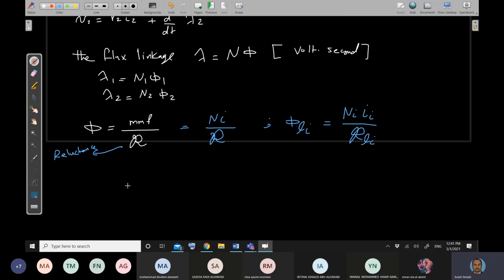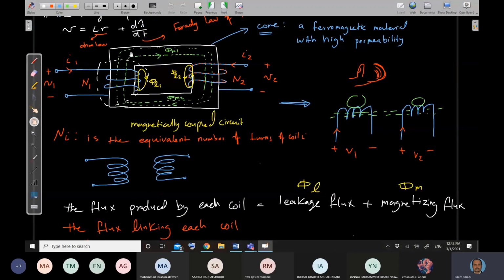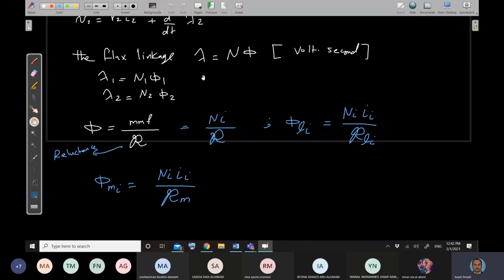Now, if I need to find the magnetizing flux, phi Mi, this is equal to what? N i I over the reluctance, which is Rm, the magnetizing reluctance. So the magnetizing path. So if you notice here, whether I'm discussing the first phi M or the second one, the magnetizing path is the same, correct? Yes, the magnetizing path is the same.